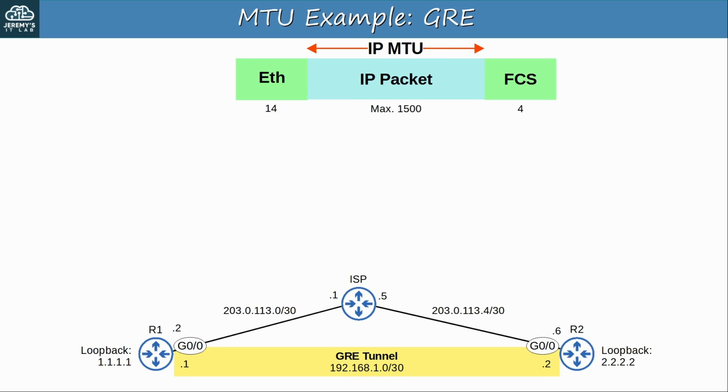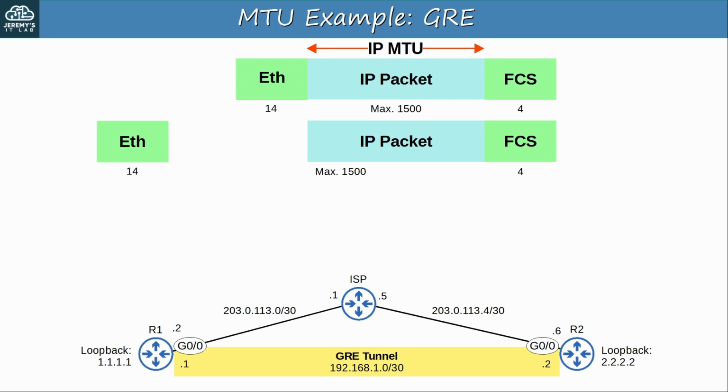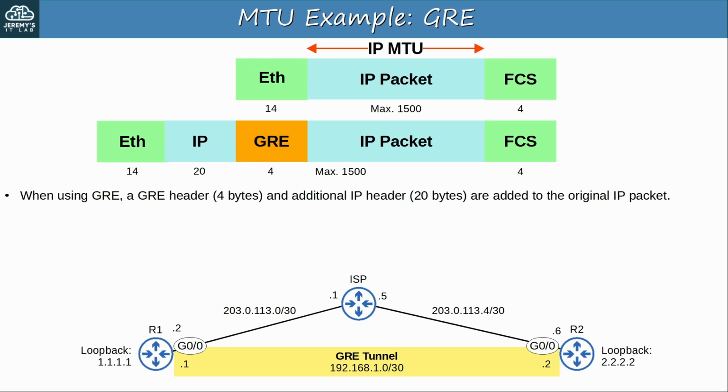Now let's review GRE and see the role MTU plays. Here's a standard IP packet, a maximum of 1500 bytes with the standard IP MTU of 1500. However, when sending an IP packet over a GRE tunnel, the structure is different. When using GRE, a GRE header, which is 4 bytes, and an additional IP header, which is 20 bytes, are added to the original IP packet. This can cause some issues regarding MTU.